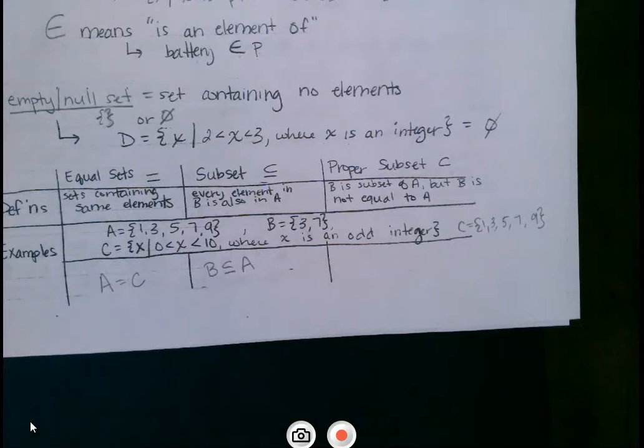So a subset could be, we have a set of people, right? Our people is set A. Americans are set B, because Americans are people. People are not all Americans. Correct, but not all Americans are people, so we can't say it's a subset the other way. Does that make sense?